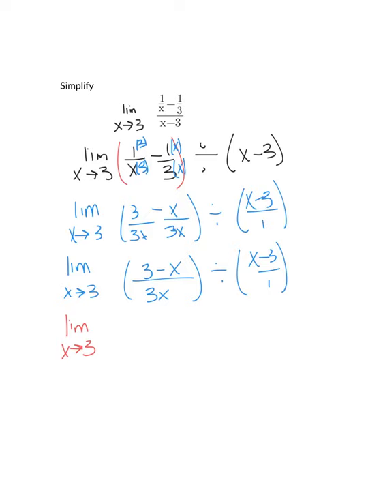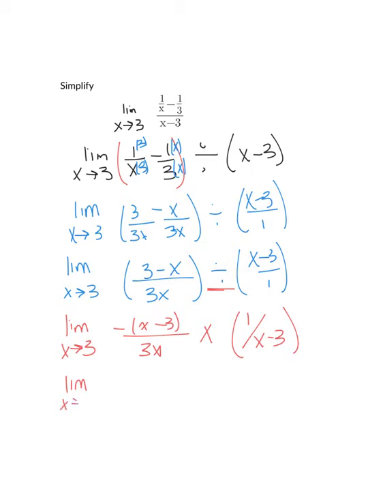So I'm going to go ahead and factor a negative out of this one, and when I do that, I am going to get x minus 3. And in the same line, I'm going to go ahead and change this division to a multiplication by the flip. So instead of dividing by x minus 3 over 1, I'm going to multiply by 1 over x minus 3.